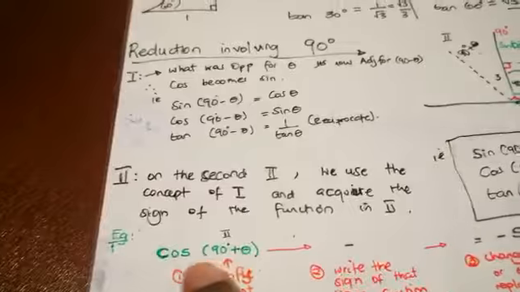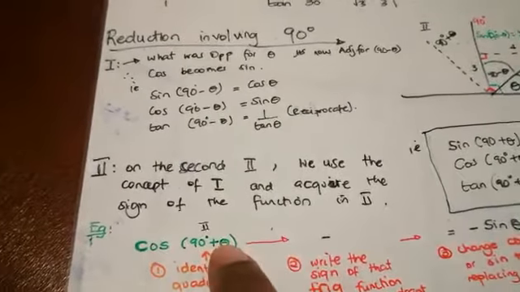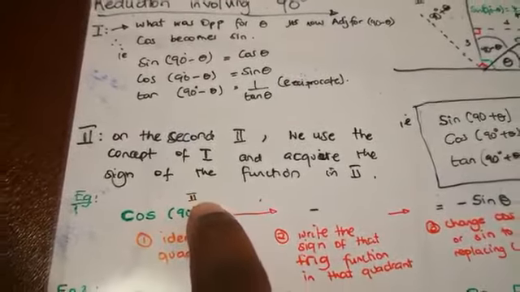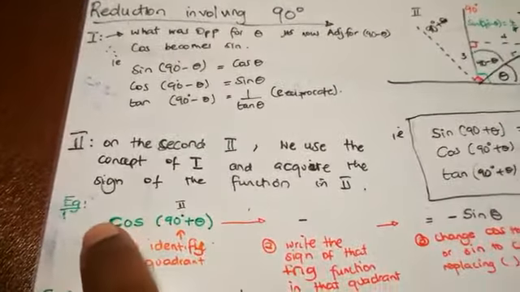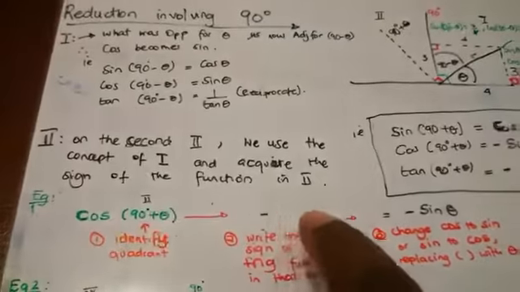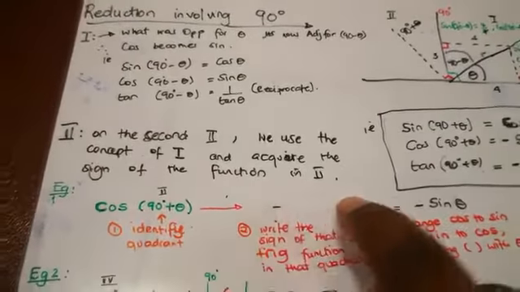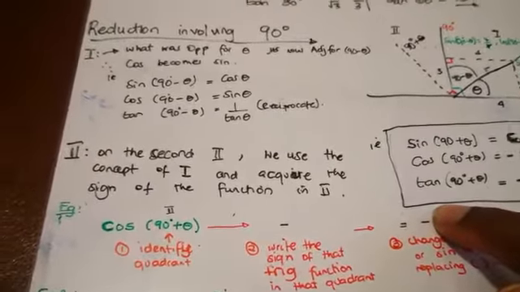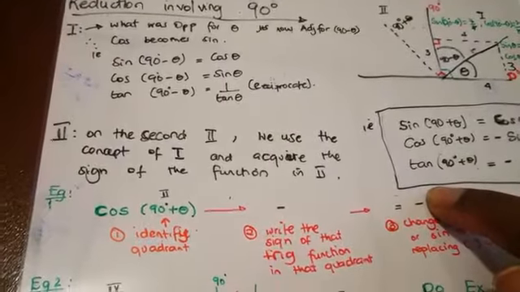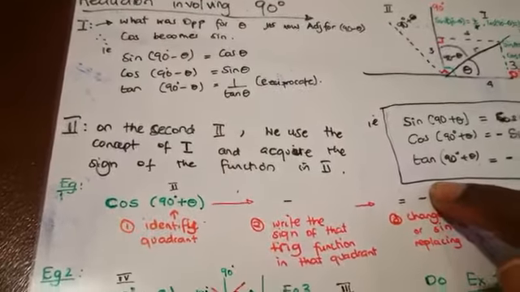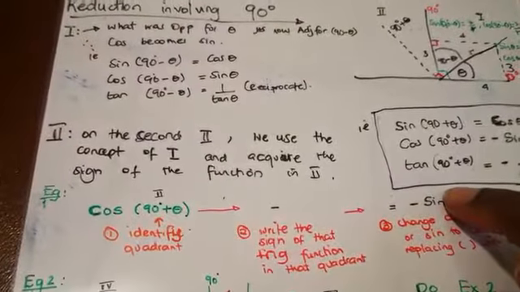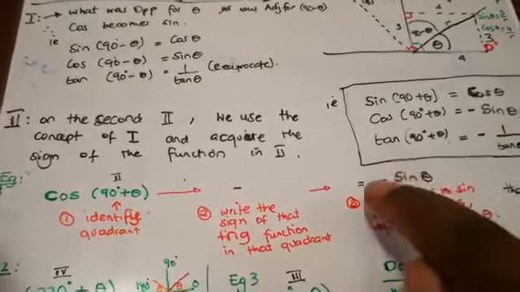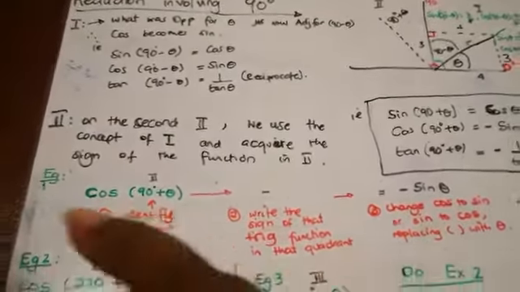Let's look at this example. We've got cos 90 plus theta. So cos 90 plus theta is in the second quadrant. Now, what is the sign of cos in the second quadrant? Cos is negative, so I write negative here. After you have done that, we said whenever there's 90 degrees, the cos changes to sine. So I change cos to sine, and then the bracket you replace with theta. That is what I have done. So that is the final answer.